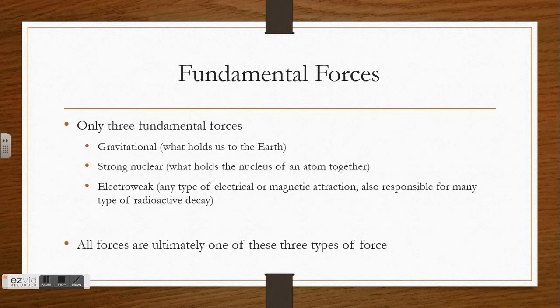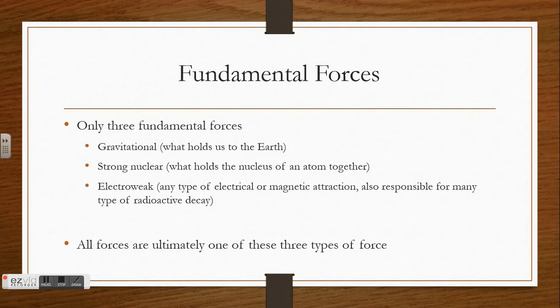If you've heard of an experiment by the Large Hadron Collider, the LHC at CERN, where they found a particle called the Higgs boson, or what some media articles were calling the God particle. The reason why that particle is so important is it really begins to explain how the gravitational force works. Like I said, ultimately all forces are one of these types of forces.